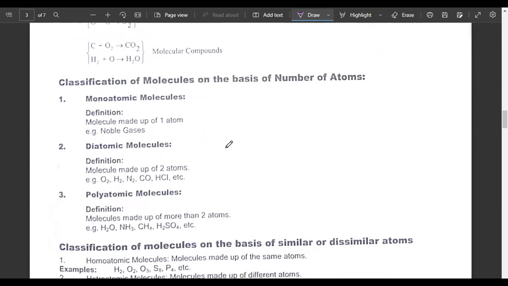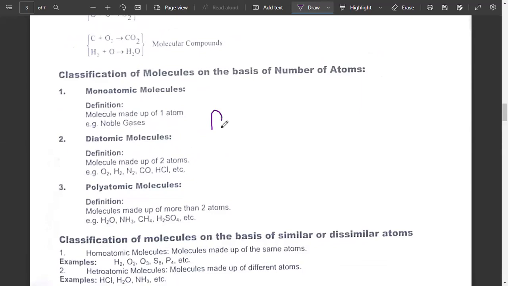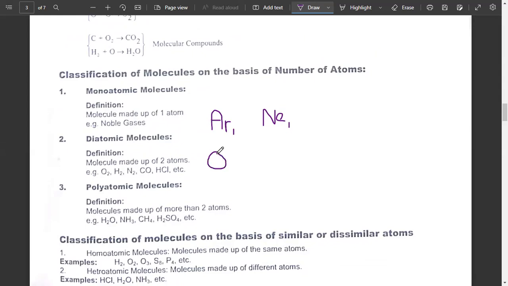Now, monatomic molecules by definition means that molecule made up of one atom. For example, noble gases. If I tell you to write me the symbol of a noble gas, of argon, you're only going to write argon. You cannot write Ar2, Ar3, nahi. जैसे कि neon, Ne only, which means this exists independently, ये भी Ne1 ही है. These are monatomic molecules.